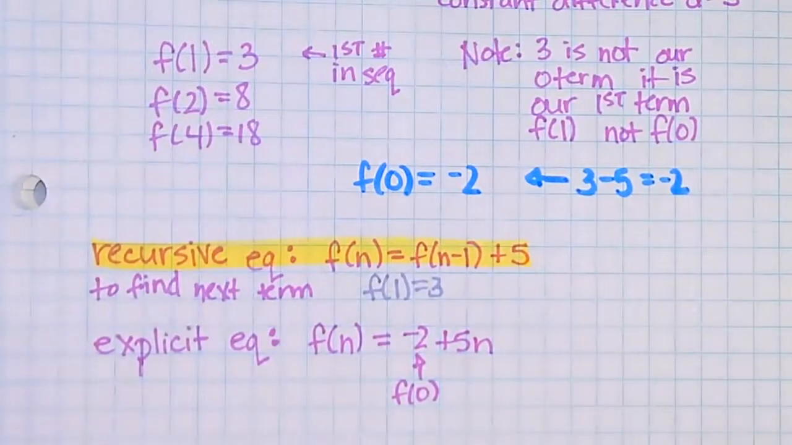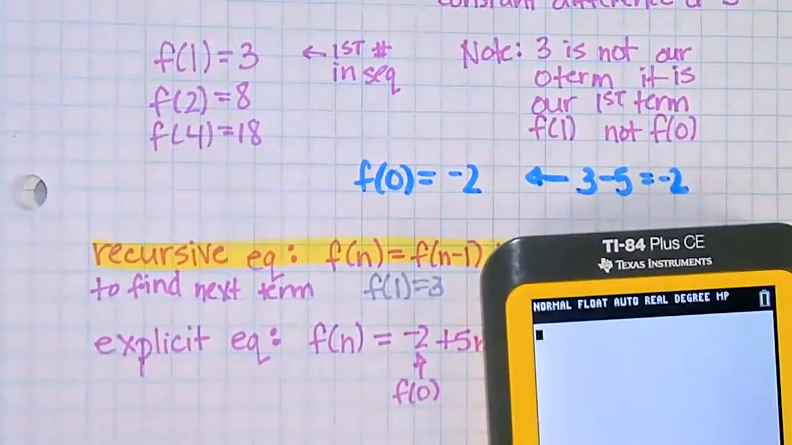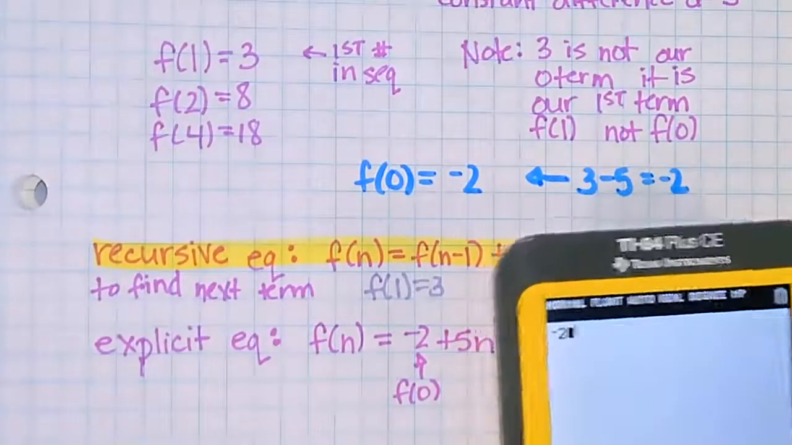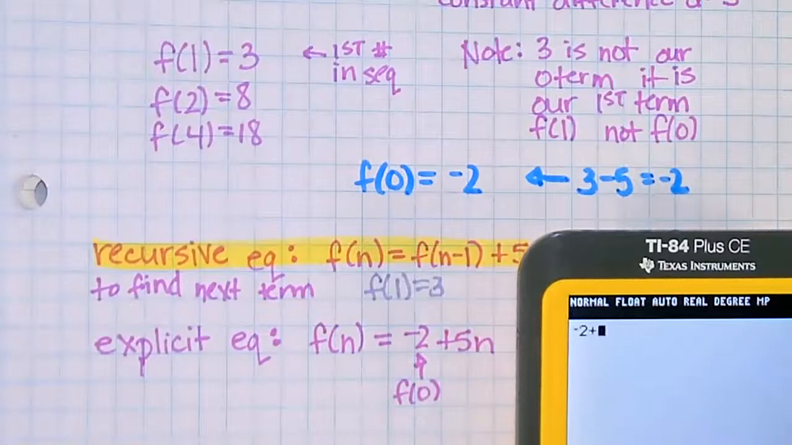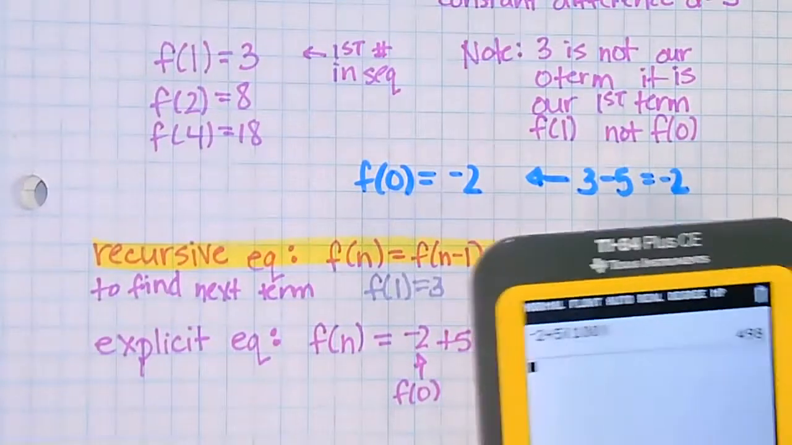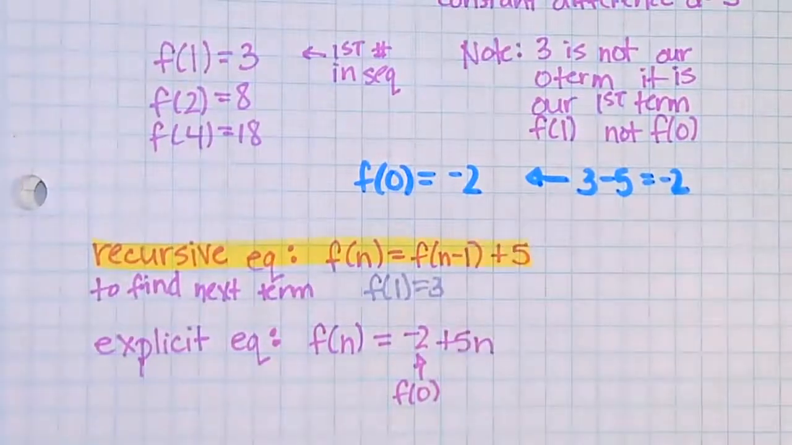So if I was doing this on my calculator, and I'm starting with my -2, and I'm adding 5 100 times, I would end up with 498 as my answer. Okay.